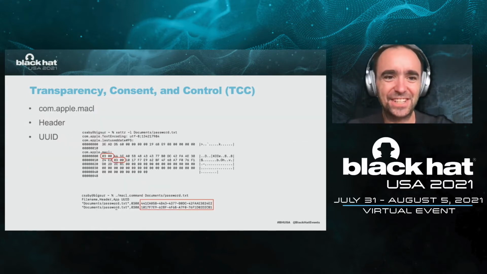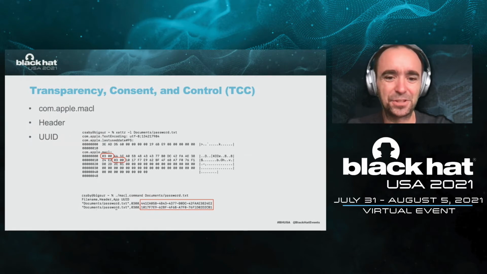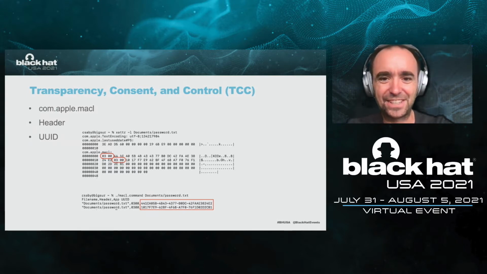So the way it's managed, again, is through an extended attribute, which is stored with the file. It's called com.apple.macl, and basically it contains a list of UUIDs with a particular header. The header is typically the number 3, and it's 2 bytes long, so the second byte is just 0. Here we can see that the password.txt has 2 UUIDs associated. One is for Terminal and the other one is TextEdit, which I used to create this file.